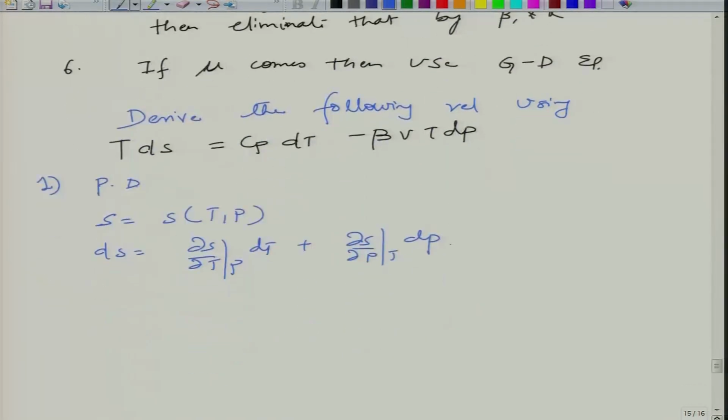And now, I can replace this, because this is at constant pressure, the derivative of S with respect to T, which is nothing but Cp by T.